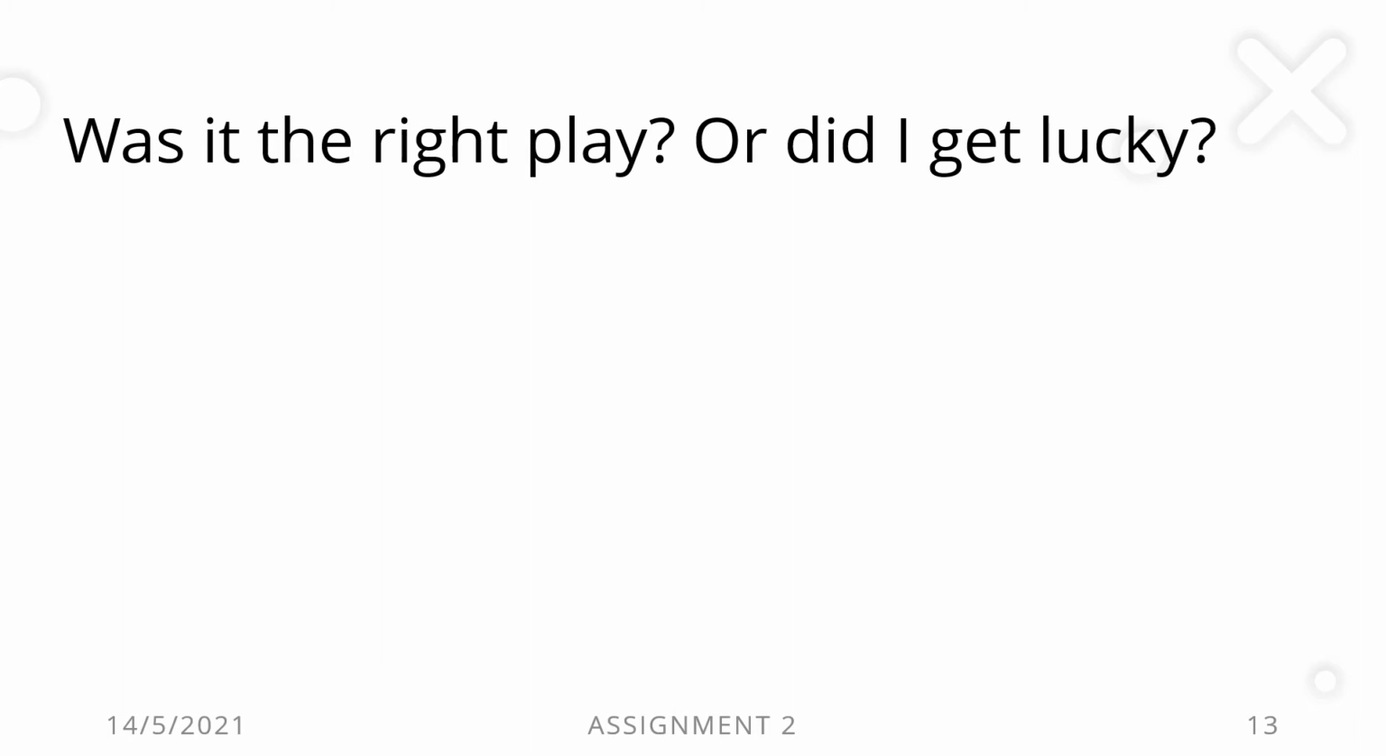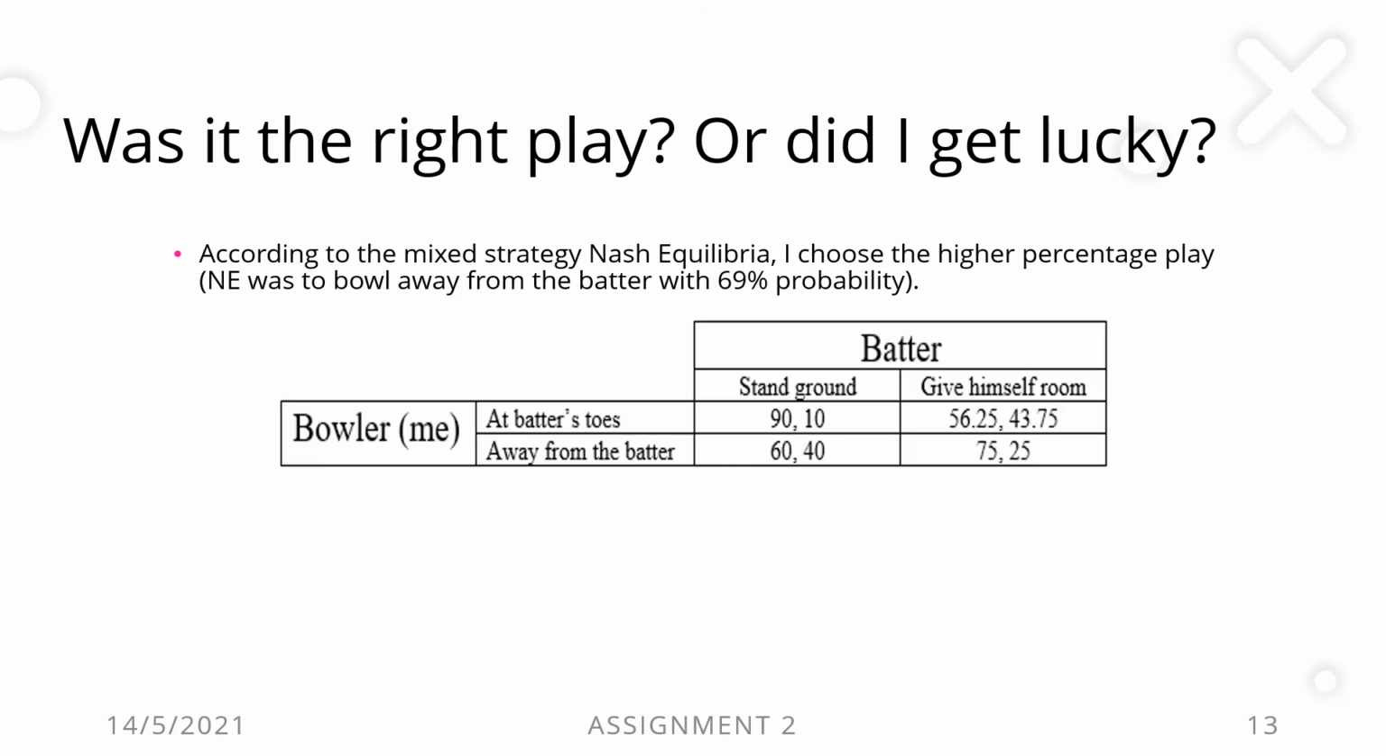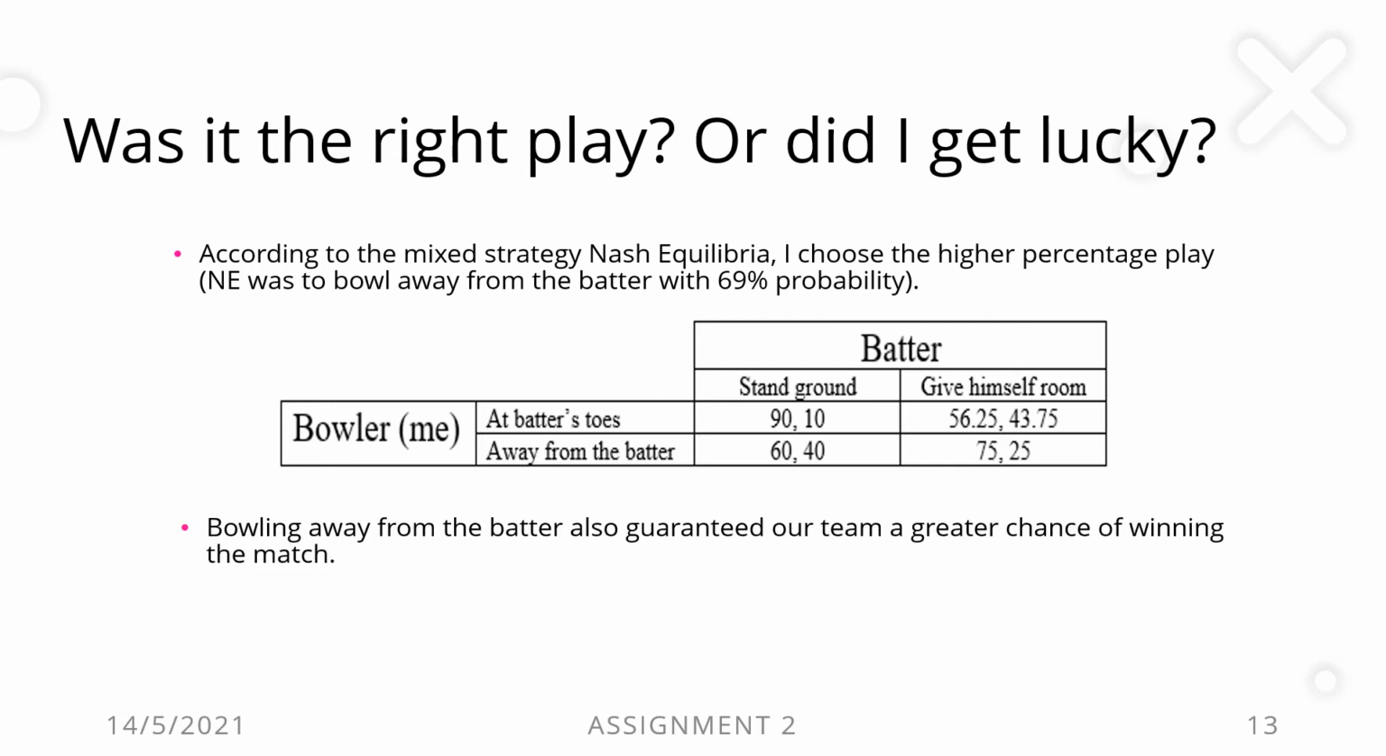So was it the right play, or did I get lucky? I pretty much played according to the Nash strategy equilibria. I chose the high percentage play, which was to bowl away from the batter. And just having a look at the payoff matrix, we can also see that bowling away from the batter guaranteed our team a higher chance of winning.